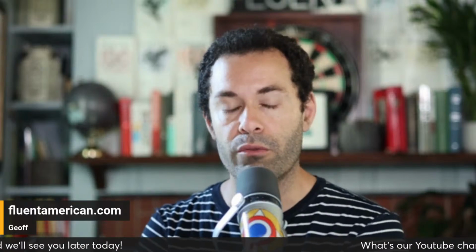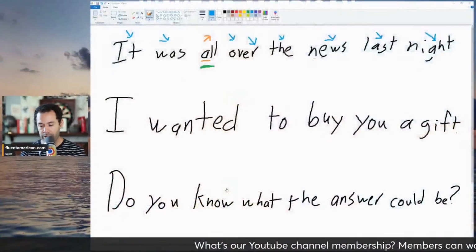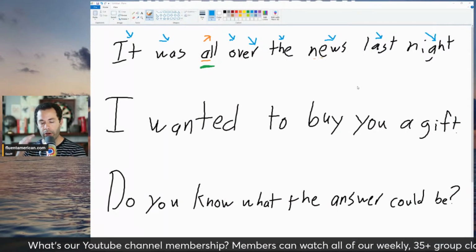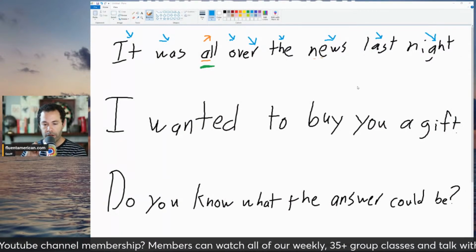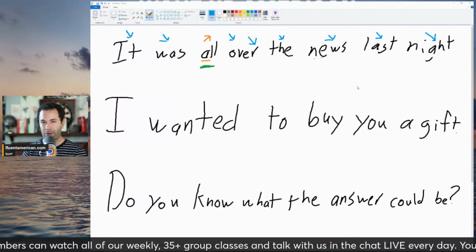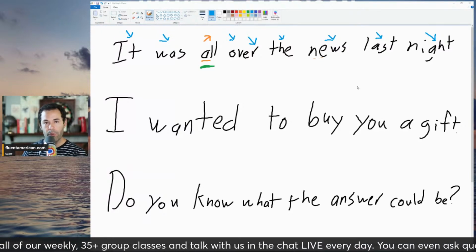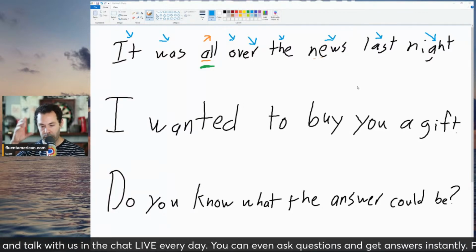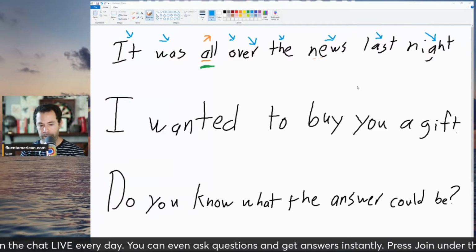One way that you can avoid that kind of bouncy pattern is to make sure that you change your pitches regularly enough. So if I go back to our original, like it was all over the news last night. It was all over the news last night. It's still a little bouncy, but at least it can sound a little bit more natural if you move around the stresses. Okay, or if you move around the pitch level for every thought group.